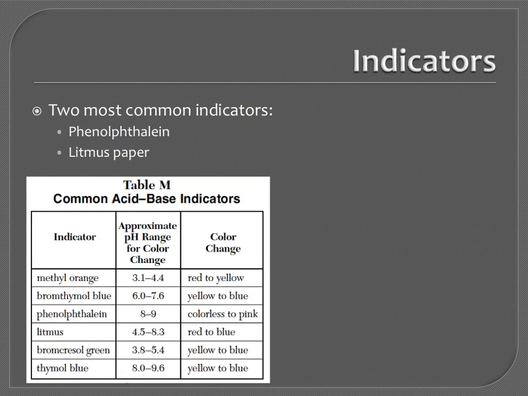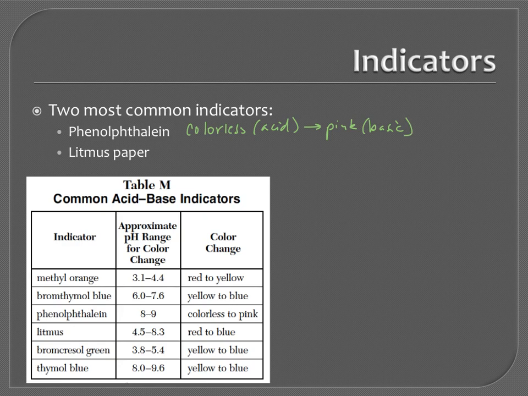Now looking at our solutions, they can be pretty clear and colorless. How do we tell if something's acidic or basic? We have indicators. They pretty much tell us by the color and the color changes. Some colors indicate certain pHs and other colors indicate a different kind, whether it's acidic or basic or somewhere in the middle. The two most common ones we use are phenolphthalein, which, if you notice on the table, is colorless to pink. So colorless meaning acid, typically, and then pink for basic.